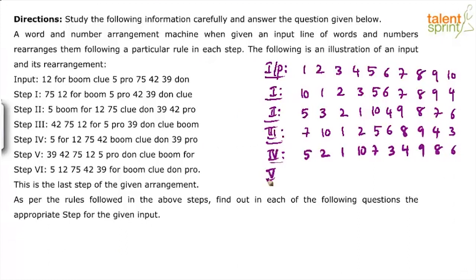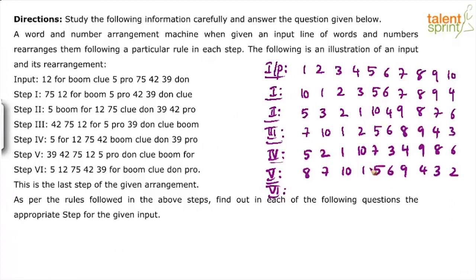Then what happens in step 5? In step 5, we do with respect to step 3. So in step 3, the fourth position from the left end is 2. So that will come at the rightmost end. Fourth position from the right end is 8. That will come in the leftmost end. And copy everything else as it is. So 7, 10, 1, 2 has been moved. 5, 6, 8 has been moved. 9, 4, 3.